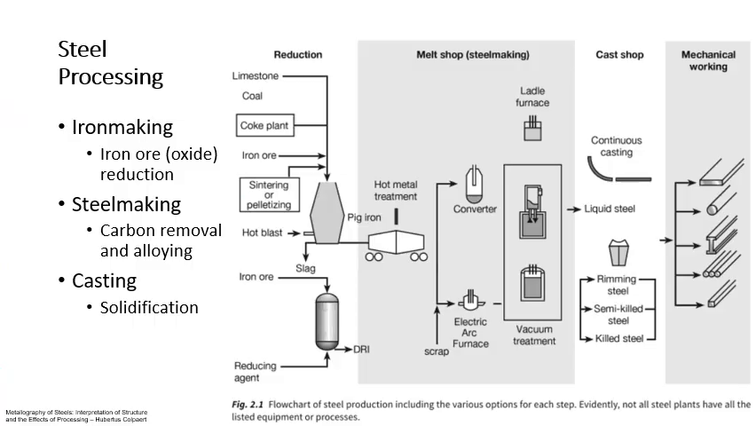As we conclude this video on steel making, let's review the process and see how we've added value at each stage. We started with the iron ore, and we made iron by reducing the oxides. Then we made steel by removing the carbon and adding the desired alloying elements. And then we solidified the material by casting.